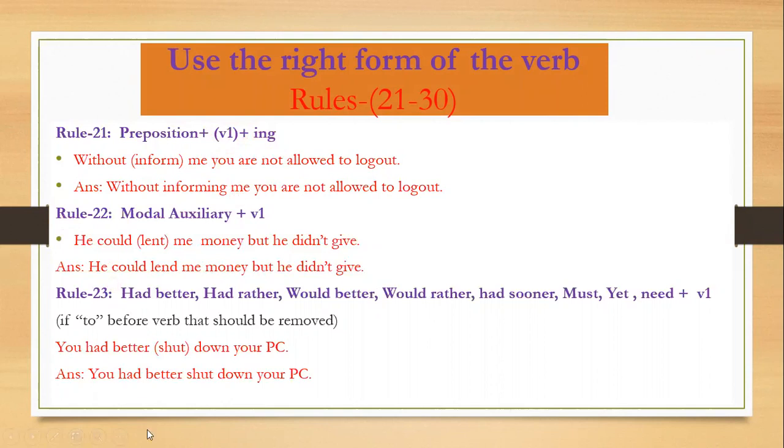In rule number 22, modal auxiliary: if you get a modal auxiliary in the sentence, then the next verb of the bracket should be written in V1, that means in present form. He could lend me money, but he didn't give. Could is the modal auxiliary. The bracket verb is written in past form, but it should be written in present form because of this rule. So lend should be written: he could lend me money, but he didn't give.